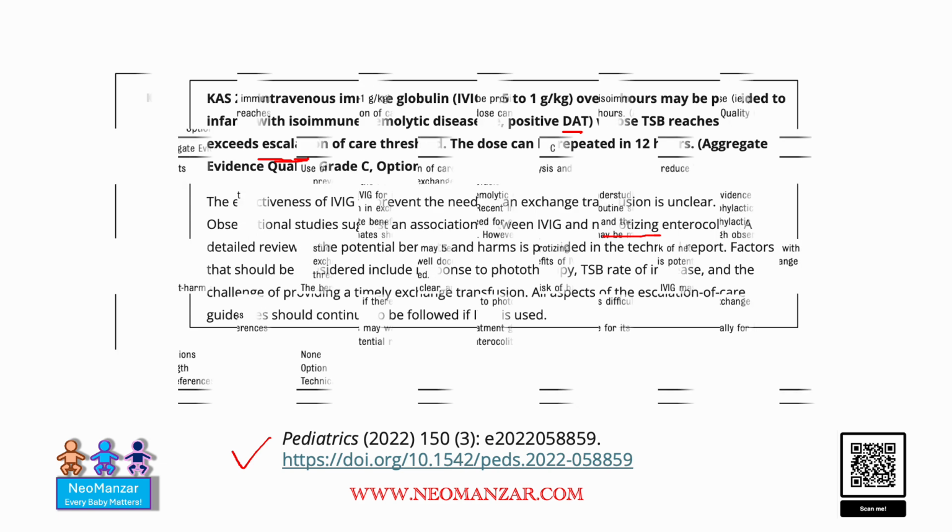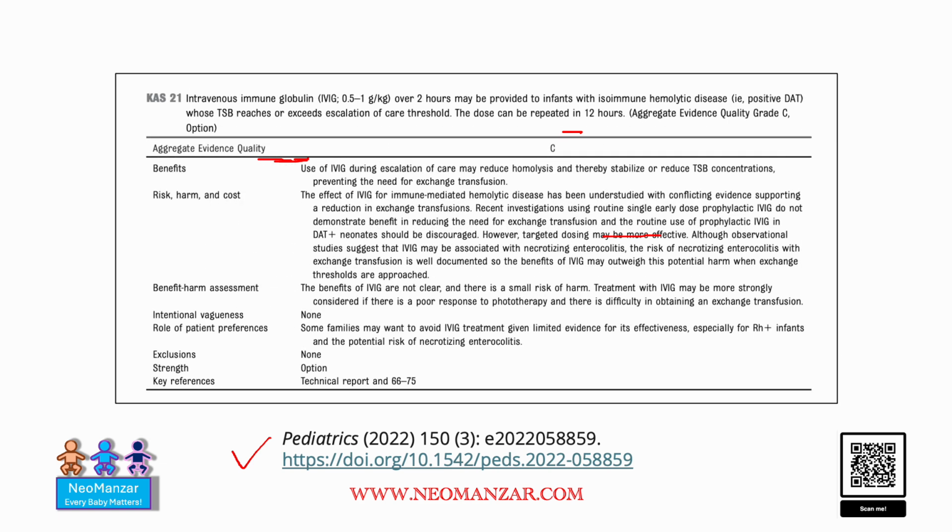The other thing which is given in the same paper in key statement 21, which you can pull up at the bottom of the article, is that the risk benefit ratio has been discussed, and like we talked about, some families refuse IVIG because of limited effectiveness and the association with necrotizing enterocolitis. So just make sure that whenever you use IVIG, you have strong evidence that it is needed.